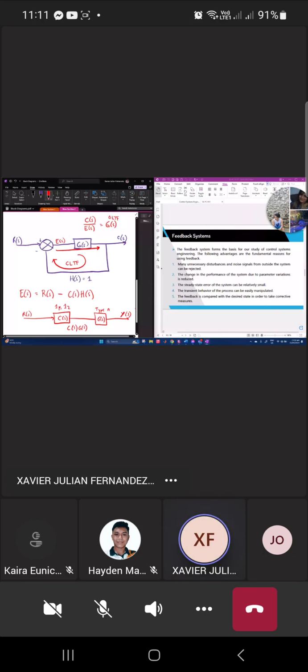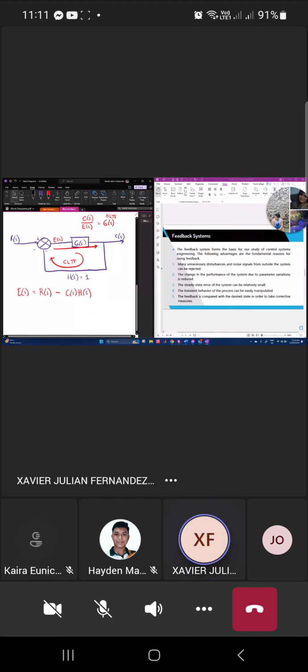Okay? The feedback is compared with the desired state in order to take corrective measures. That is our feedback loop, the use of our feedback loop. So these are our advantages. How about the disadvantages?